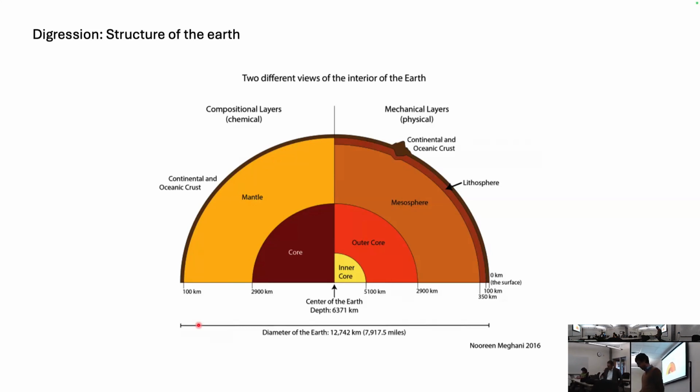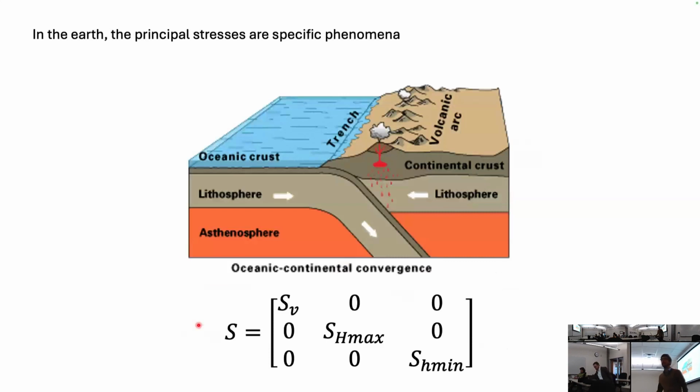Okay, so let's talk about the other two principal stresses in the earth. In the earth, we have SV, the vertical stress, which is like we said, just the weight of the rock falling down. And then we have SH max and SH min. These are the horizontal stresses. Because if you imagine you have three orthogonal axes, and one of those axes is pointed vertically, that means that the other two axes are necessarily in a perpendicular direction, and that would be the horizontal direction. And so we have those two components, the SH max and the SH min.